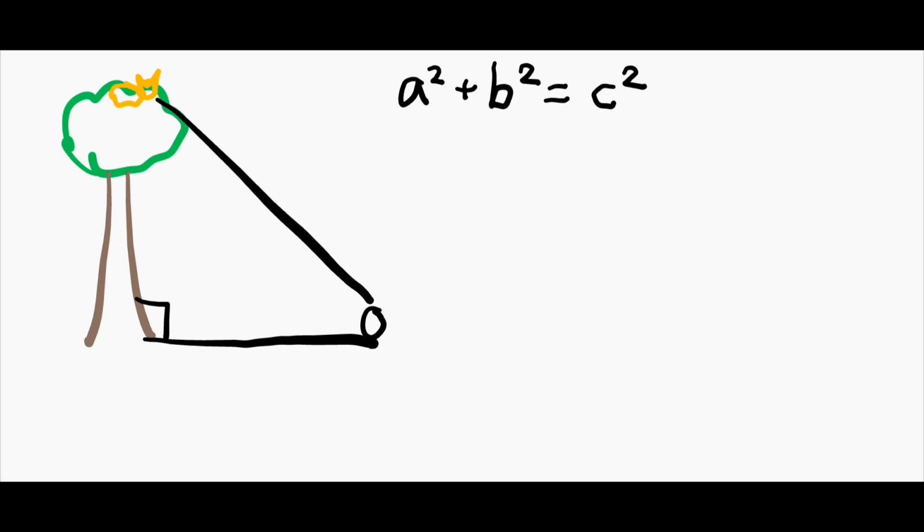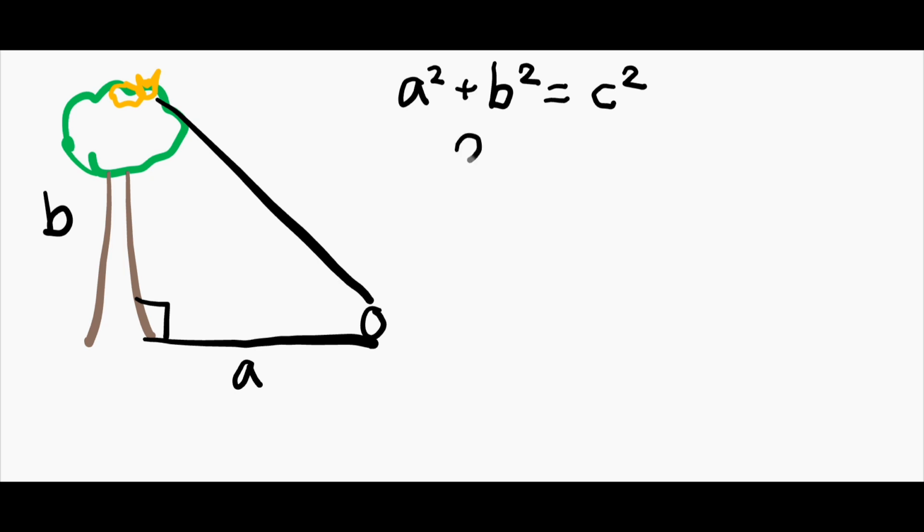And let's take the derivative of everything. We know that, let's call the height of the tree b and the distance between me and the tree a. Well, we know that a is constant throughout this problem, but b is changing because the cat is coming down the tree. So if we take the derivative of both sides, a squared would not matter.